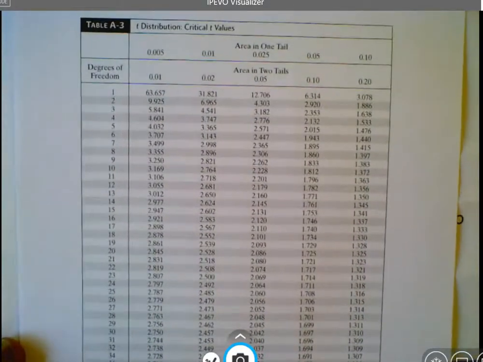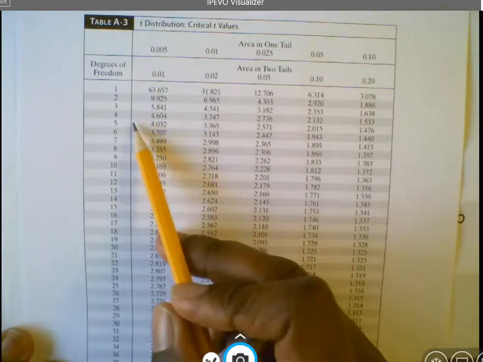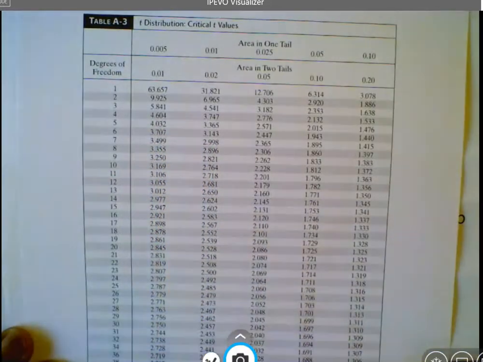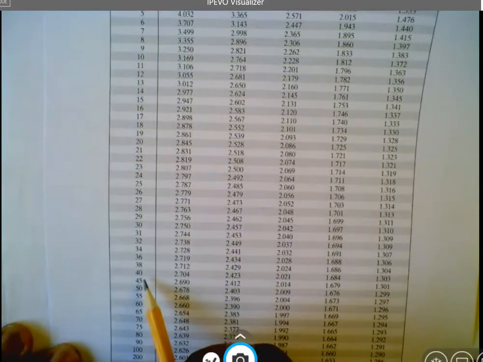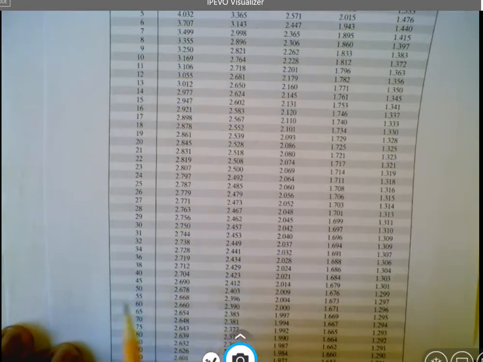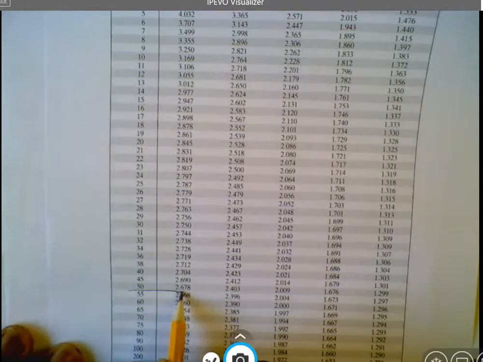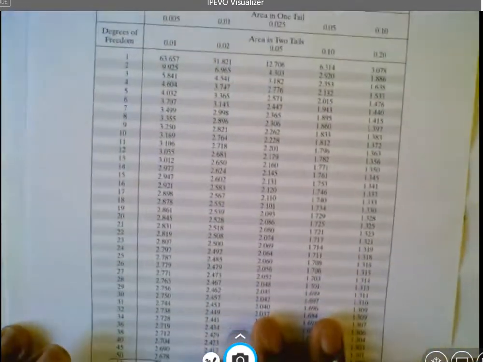So here's our t-distribution table. And basically, with degree of freedom 48, this is 40, and there's 45, this is 50. 48 is not on the list, so the closest we can go is 50. So we use 50. And I want a 95% confidence interval.